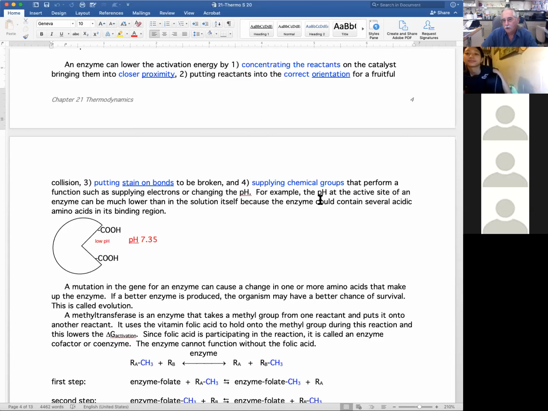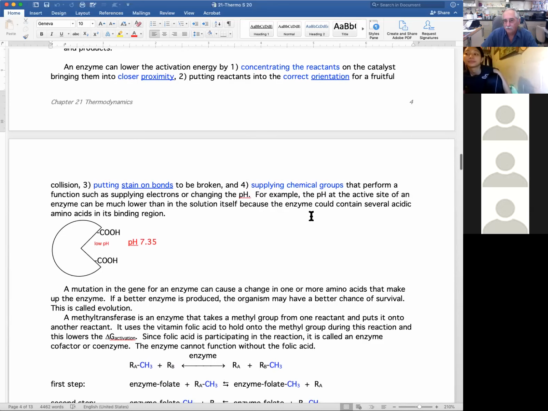The enzyme also supplies chemical functional groups. Say the chemical reaction that the enzyme works on is a redox reaction. It transfers electrons from one item to another. I will almost guarantee you that that enzyme will have a way to take electrons from one reactant, hold on to it, and then later on give those electrons to the other reactant.